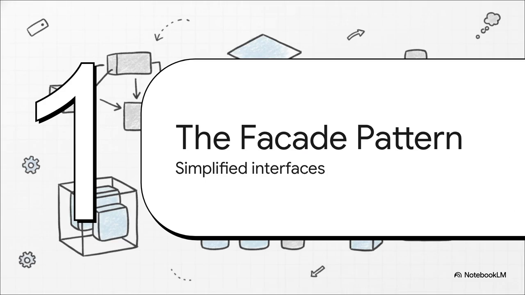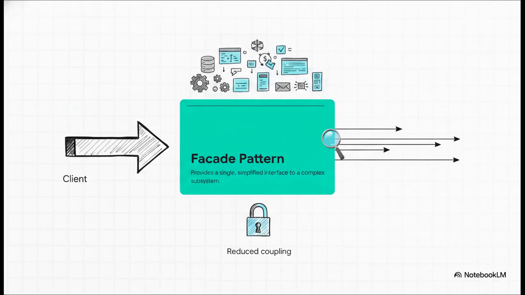Section 2. The facade pattern explained. So how exactly do we achieve that Zen-like simplicity we just talked about? Well, the facade pattern provides a single simplified interface to a complex subsystem. Instead of your client pulling its hair out trying to interact with a dozen different classes, it communicates with only one class, the facade. It completely hides all those messy implementation details and drastically reduces coupling. This makes your code infinitely easier to read and honestly so much easier to maintain.